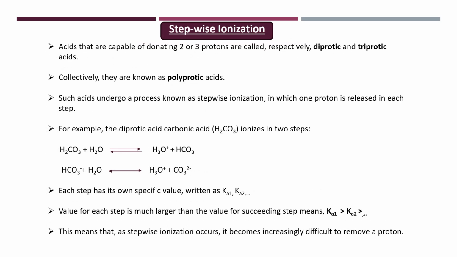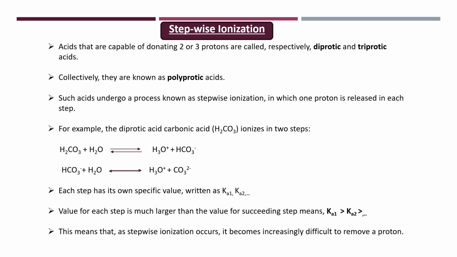Stepwise ionization. Acids that are capable of donating 2 or 3 protons are called respectively diprotic and triprotic acids. Collectively, they are known as polyprotic acids. Such acids undergo a process known as stepwise ionization, in which one proton is released in each step. For example, the diprotic acid carbonic acid, H2CO3, ionizes in 2 steps.